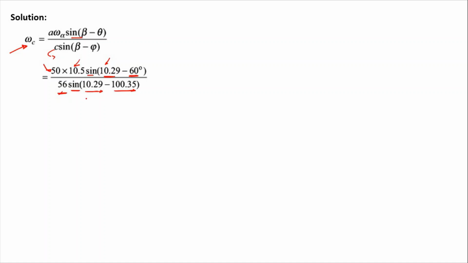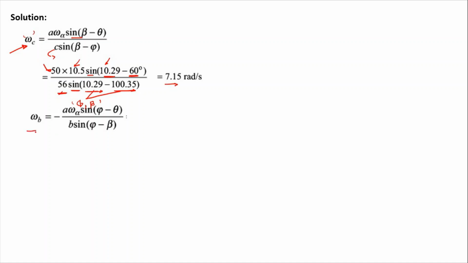So now you can see here, once you have obtained the value of phi and beta from the displacement analysis or position analysis, you can directly substitute these values to calculate omega C. So again I am mentioning here, before going for velocity analysis, you always need to perform the position analysis first. Now let us see how we can calculate omega B. So again omega C is coming equal to 7.15 radian per second.